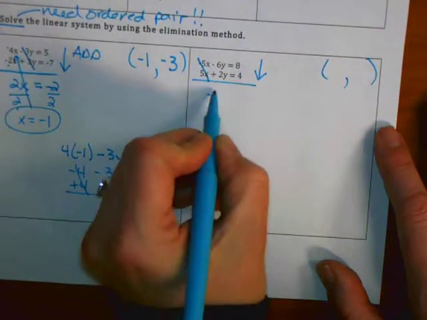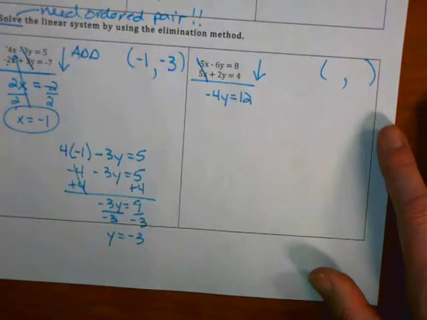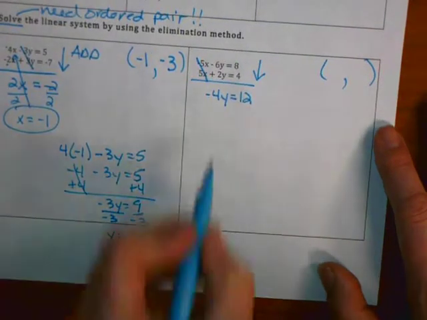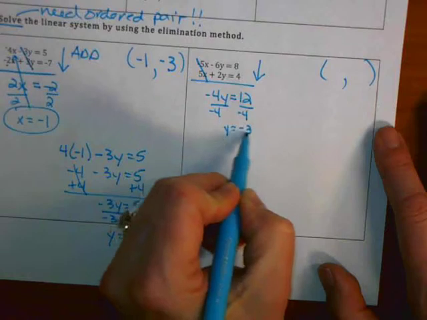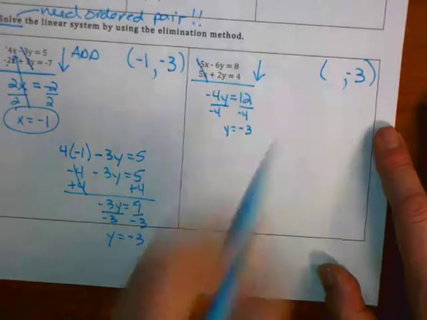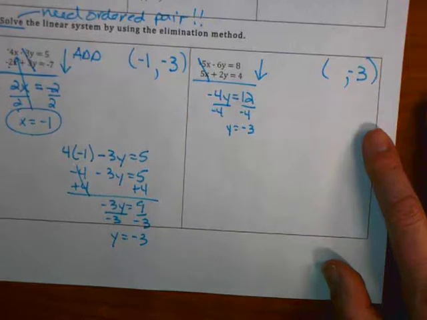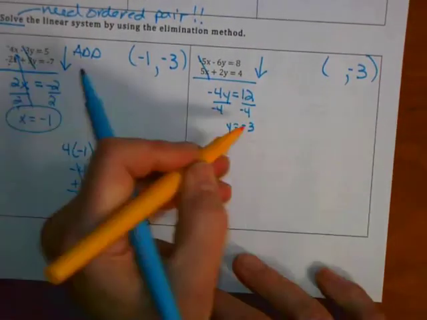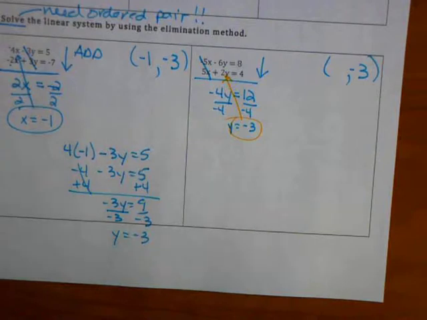Negative 6 plus 2 is negative 4y. 8 plus 4 is 12. Divide. And y equals negative 3. Put that right into my ordered pair. Now I'm going to take and plug it into the second equation just for the heck of it this time. It doesn't matter which one you use.